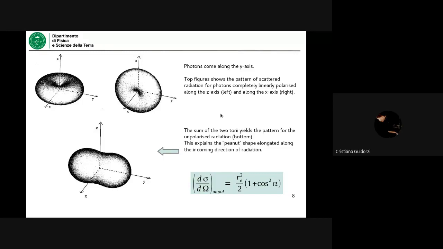Okay, this is just a figure showing you the two patterns, the two components. This is the scattering of one sine squared theta when you consider the component of the electric field oscillating in this way and one in this way. So the sum is just this 1 plus cos squared alpha, which is this kind of peanut-shaped pattern. One can see it as the superposition of these two patterns corresponding to the two different independent polarizations.